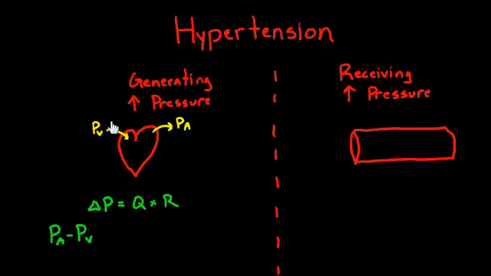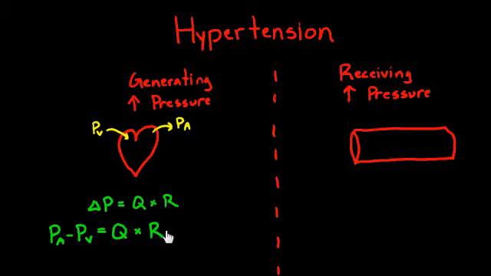So we're saying that the pressure leaving in the arteries minus the pressure returning in the veins is what's going to help you take a certain flow of blood, Q, past the resistance in the vessels. So that's a way of thinking about it.